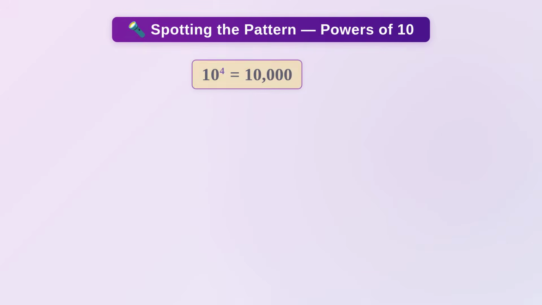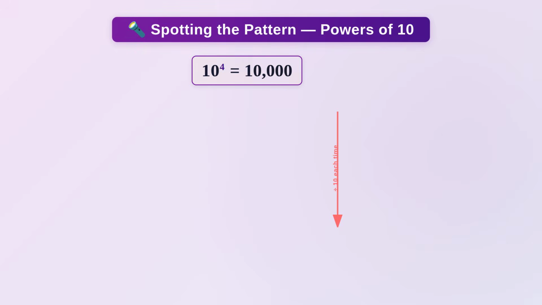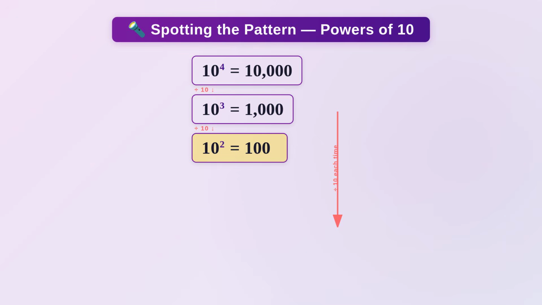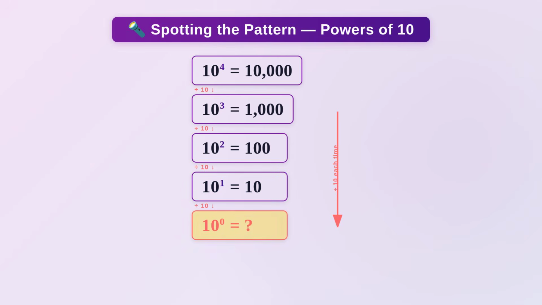Here's where Maya's light bulb moment begins. Let's look at powers of 10, starting from 10 to the 4th and counting down. 10 to the 4th is 10,000. 10 to the 3rd is 1,000. 10 to the 2nd is 100. 10 to the 1st is 10. See what's happening each time we drop the exponent by 1?